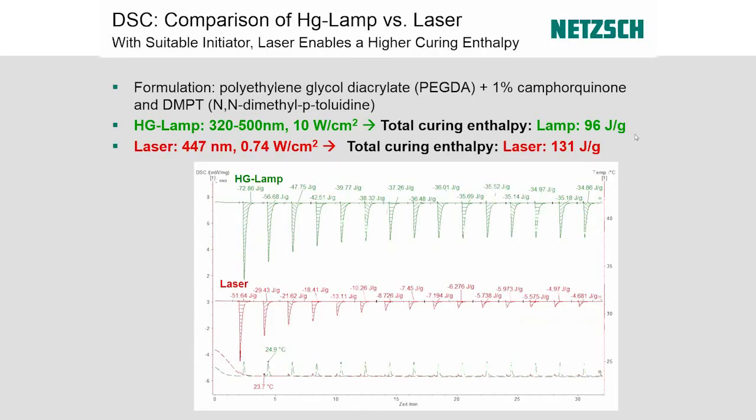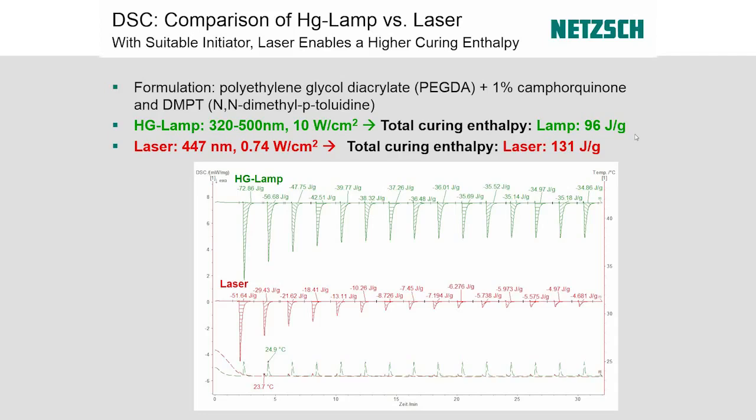When I mentioned the different light sources, the big change these days is switching to more efficient systems because it takes a lot of energy and it introduces a lot of heat to use a mercury lamp. So the green curve on the top is from a mercury lamp irradiation, about 10 watts per centimeter squared. The red curve is from a laser, specifically at 447 nanometers. Now, with a suitable initiator that is active in the wavelength range of that laser, which this is, you can see that we actually get a greater curing enthalpy from an order of magnitude less energy.